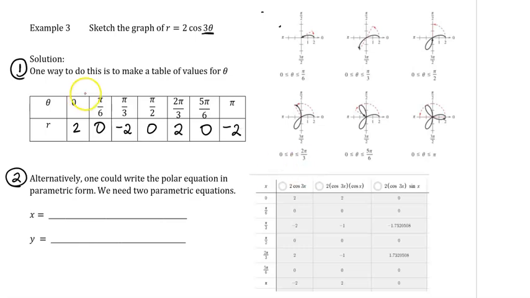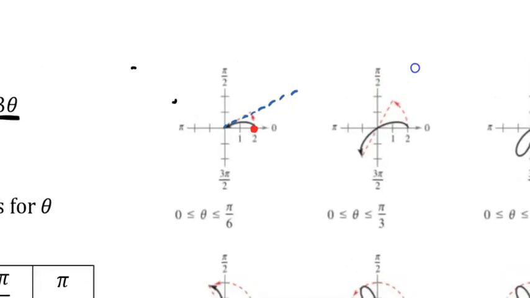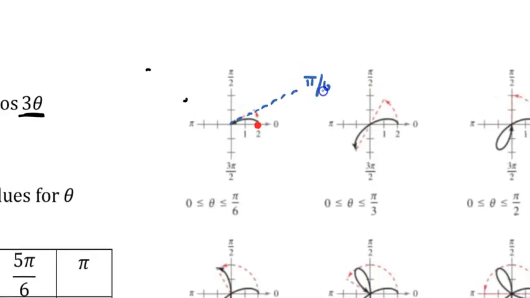Then we would just take these points and plot them. So for example, the point (2, 0) as a polar point means that your angle is 0, so you're on the x-axis and you're 2 units away. So the point is right there. Next, pi over 6, 0. The radius is 0, so you would sketch the angle pi over 6, but because r is 0, your point is just at the origin. So we've gone from the red point to the blue point.